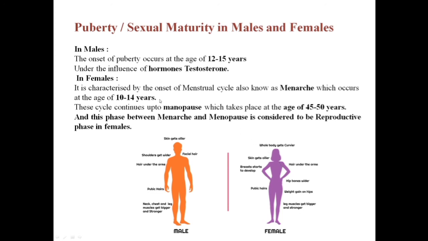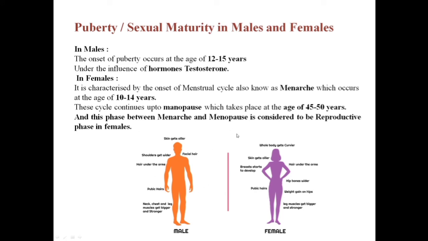In females, the onset of the menstrual cycle is the onset of puberty, but this cycle continues only up to menopause, and menopause normally happens at the age of 45 to 50 years. So the period between menarche and menopause is the reproductive age of the female, and the female is unable to bear children after menopause. Menarche, the menstrual cycle and menopause are controlled by the gonadotropic hormones of the female.